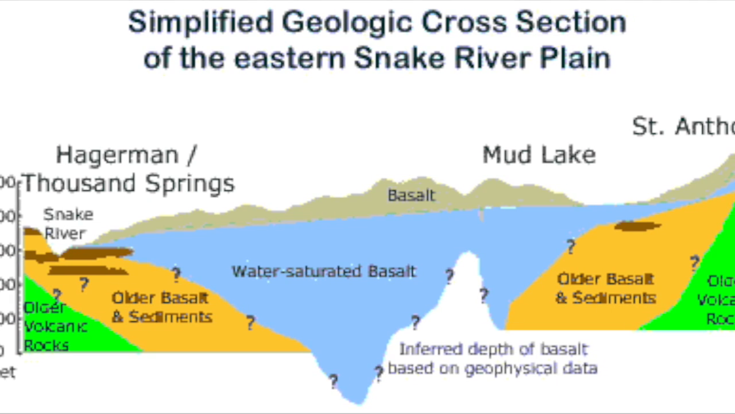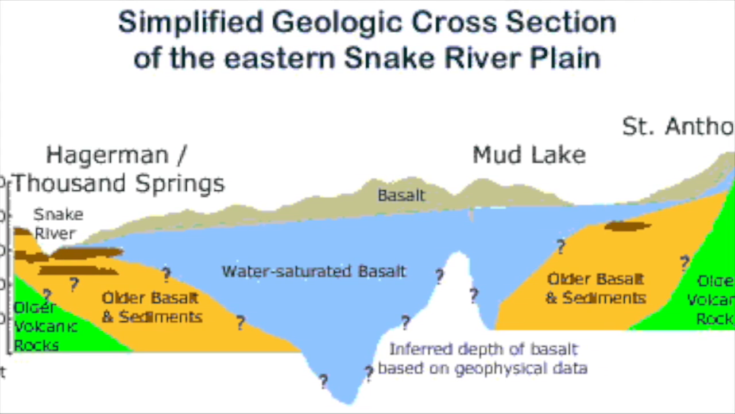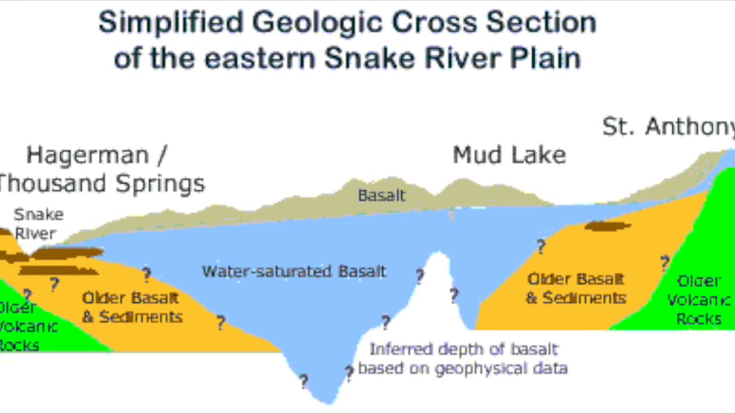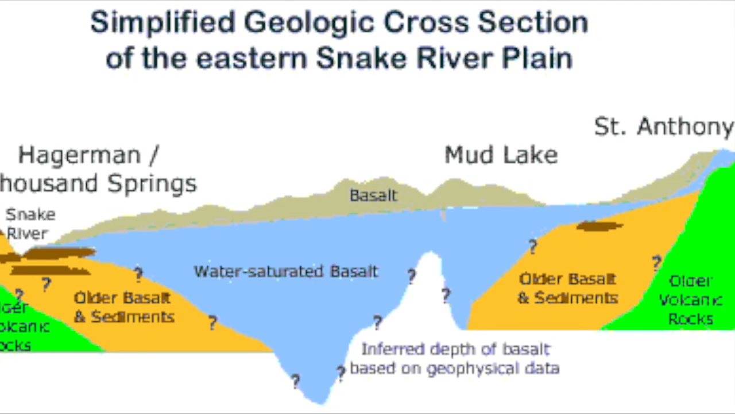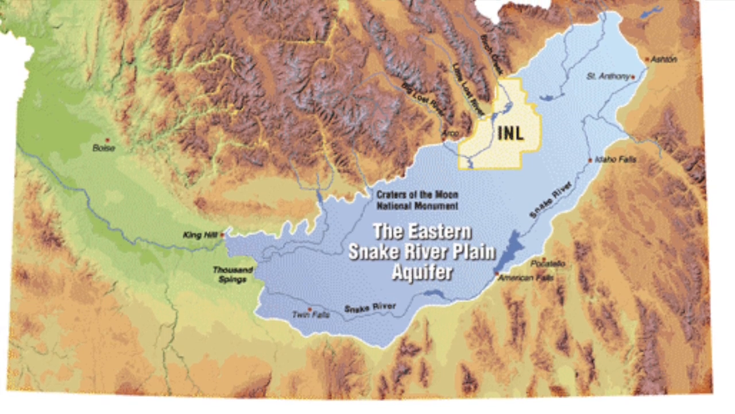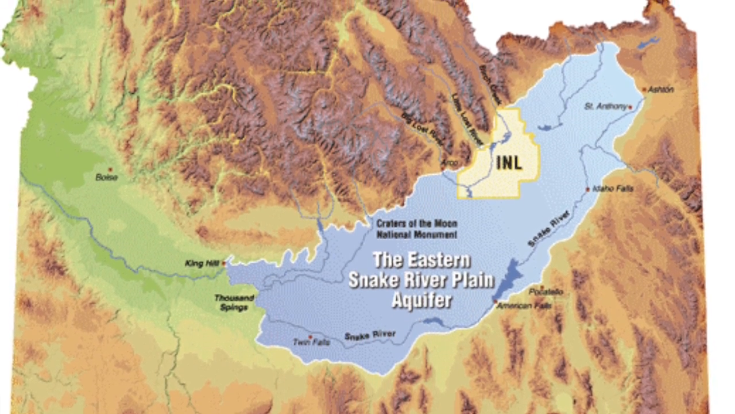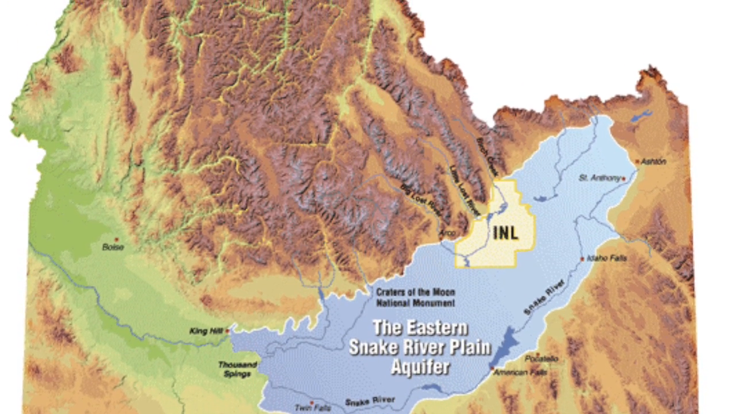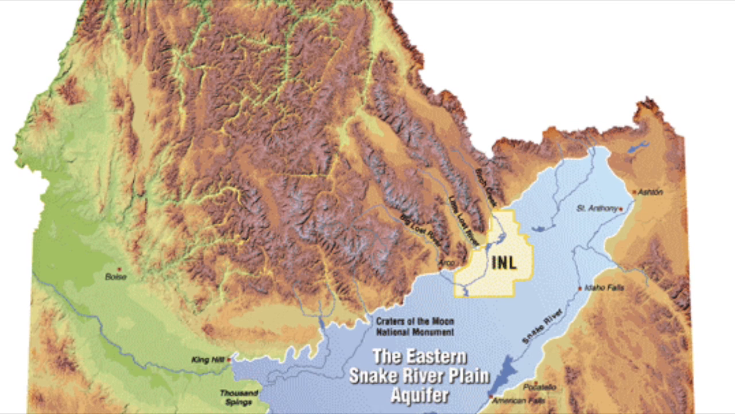Now let's start with the eastern Snake River Plain. The eastern Snake River Plain aquifer is the only source of drinking water for over 300,000 residents in eastern Idaho. Because of this, the Environmental Protection Agency, or EPA, designated it as a sole source aquifer. Without this aquifer, the land there would be a complete desert.